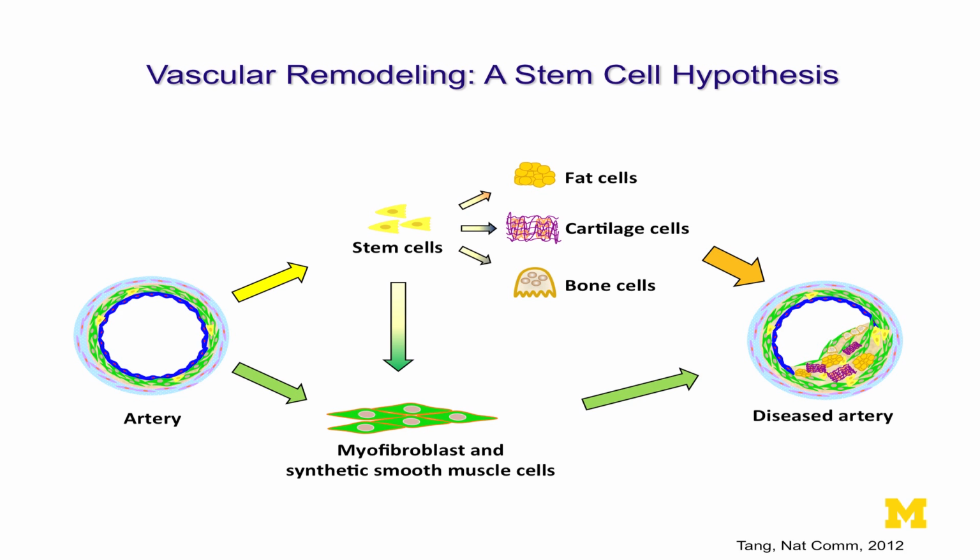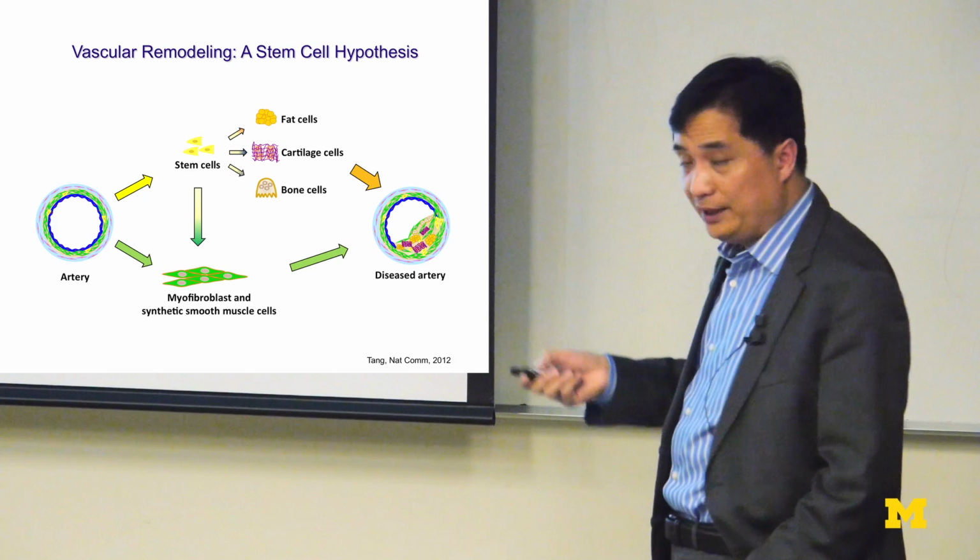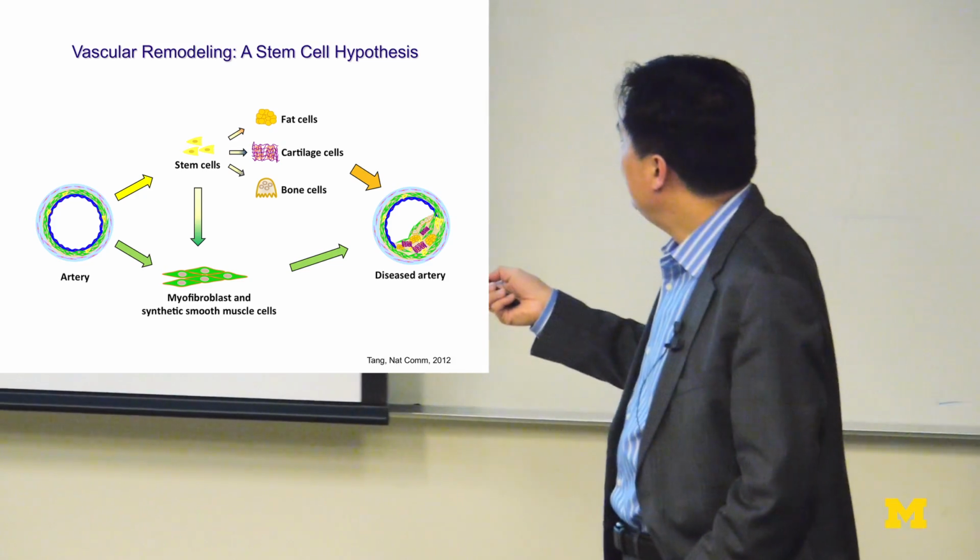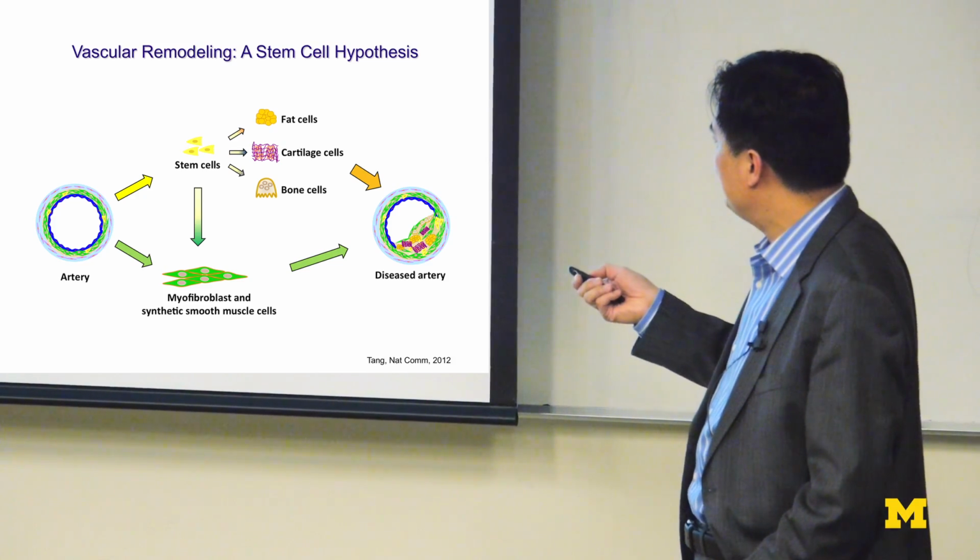So we published a paper a couple of years ago to show a new model. In this case, we show that indeed in the blood vessel, there's a very small percentage of stem cells. These are quiescent stem cells in the normal vessel, but during disease development or upon injury, the cells can be activated, and then the cells can differentiate into different cell types.